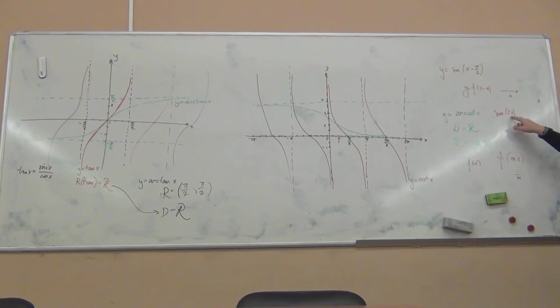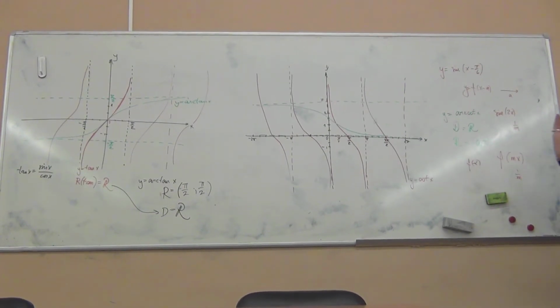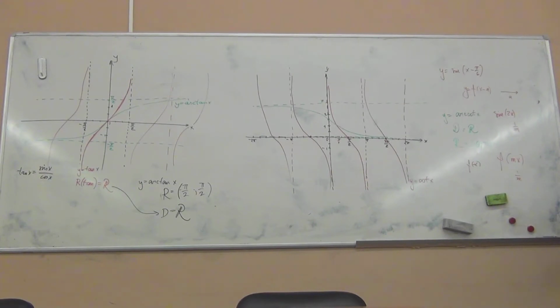So if I have 2x, the graph actually becomes 1/2. So it actually becomes tighter. We squeeze, we shrink it horizontally. If I have f of 1/2 x, it means this graph is stretched 2 times horizontally, not shrunk.